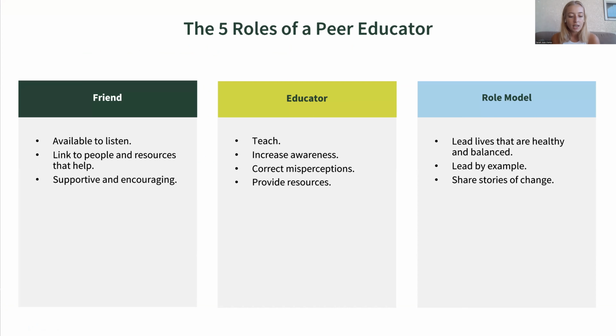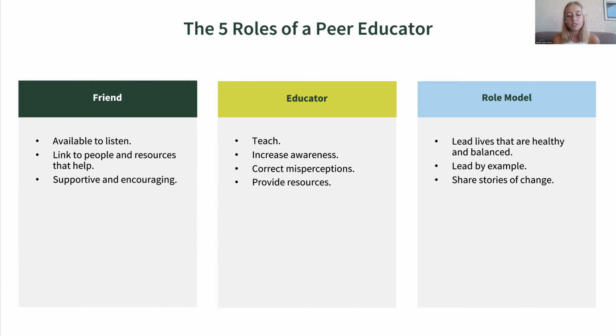Here at Pulse, we utilize the CPE guidelines and the belief that the peer educator holds 5 roles in the community, and these roles are being a friend, educator, and role model, and an activist and team member. Being a friend might seem obvious, but you really have to take the time to define what being a friend really means. To us, being a friend is being available to listen, being a link for others to know resources, and being supportive and encouraging of your peers.